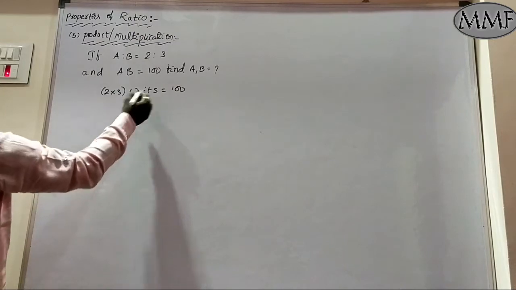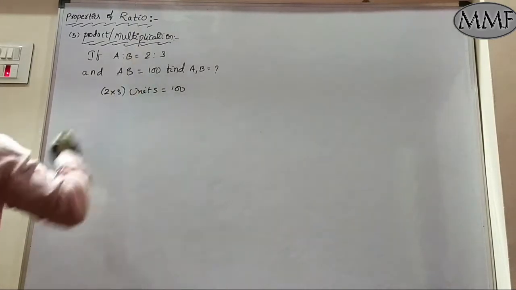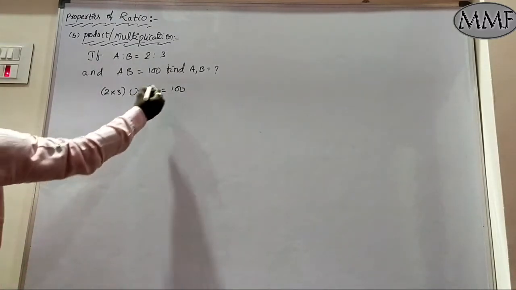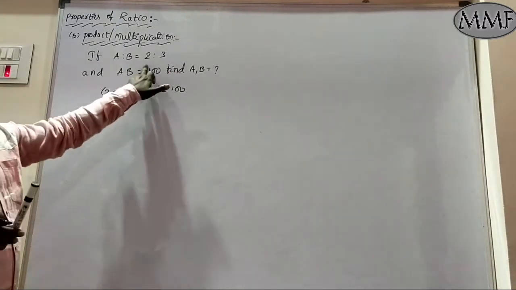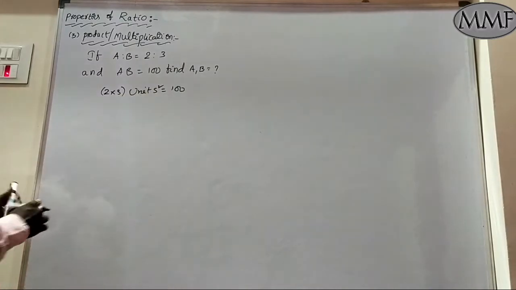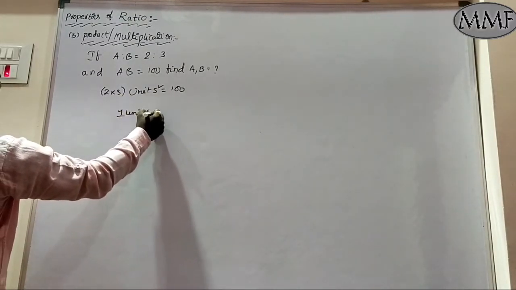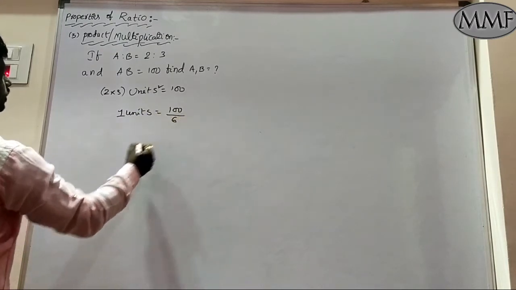Clear? Then what about 1 unit? So here let's say sometimes they will take normally 2x, 3x. Okay. Right. This is unit square. Why 2 units into 3 units? Nothing but unit square. Now how much will you get? So 1 unit square is equal to 100 divided by 6.